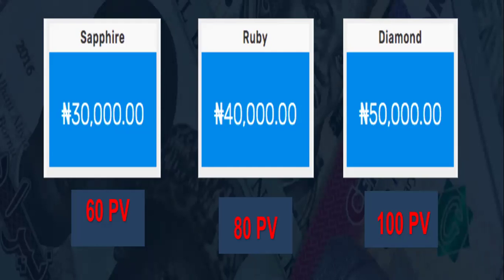Now, we also have other packages you can start with. We call them probational packages. We have probational packages of 30, 40, 50,000 naira. Just to show you how magnanimous this company is, that is an opportunity you cannot afford to miss. You don't have 100,000 naira, but you have 30,000 naira to start with. You have 40,000 naira to start with. You have 50,000 naira to start with. By all means, start from where you are and start now.